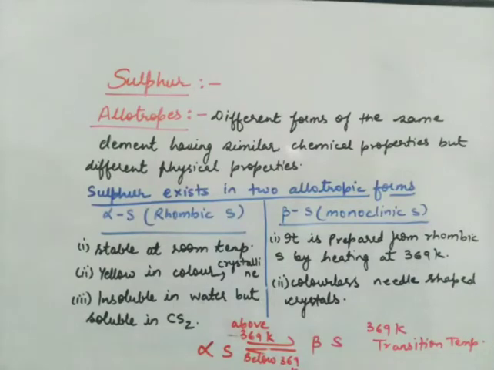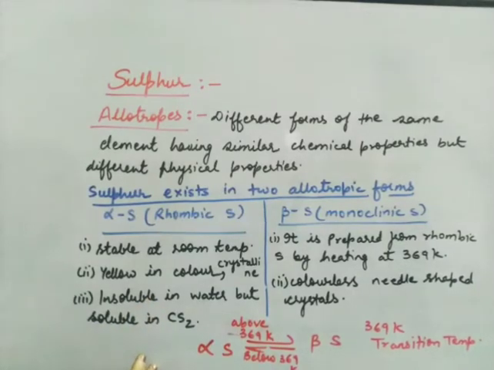So these are allotropes. Sulfur exists in two important allotropic forms. The first form is rhombic sulfur and the second form is monoclinic sulfur. Rhombic sulfur is also known as alpha sulfur and monoclinic sulfur is also known as beta sulfur. So first we'll discuss rhombic sulfur.